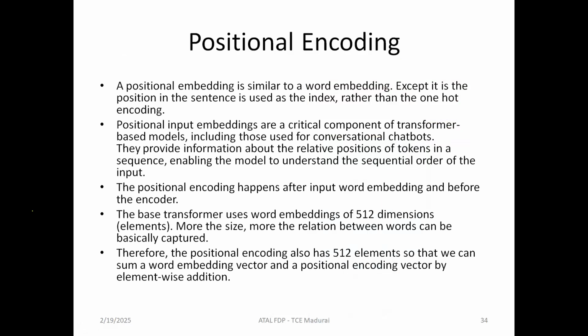Apart from word embedding, we have the positional encoding. This positional encoding is very similar to word embedding, except the position in the sentence is used as the index rather than one hot encoding. As I told you, positional encoding will help you differentiate the same word in different contexts. So that is the objective behind the positional encoding in the transformer.